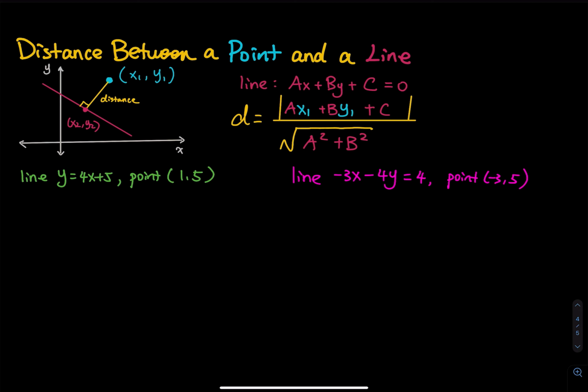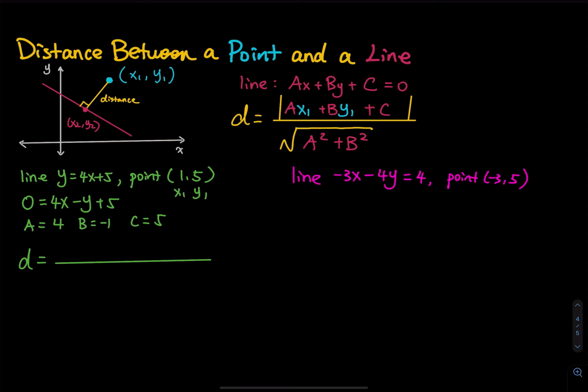So the first one is y equals 4x plus 5. What we can do is move all the terms to one side. So we can write 0 equals 4x minus y plus 5. And then the point, this is x1, and this is y1. Compare this to the formula in red. So we know that a is equal to 4, b is equal to -1, and c is equal to 5. And then we have d, so it's just a plug-in.